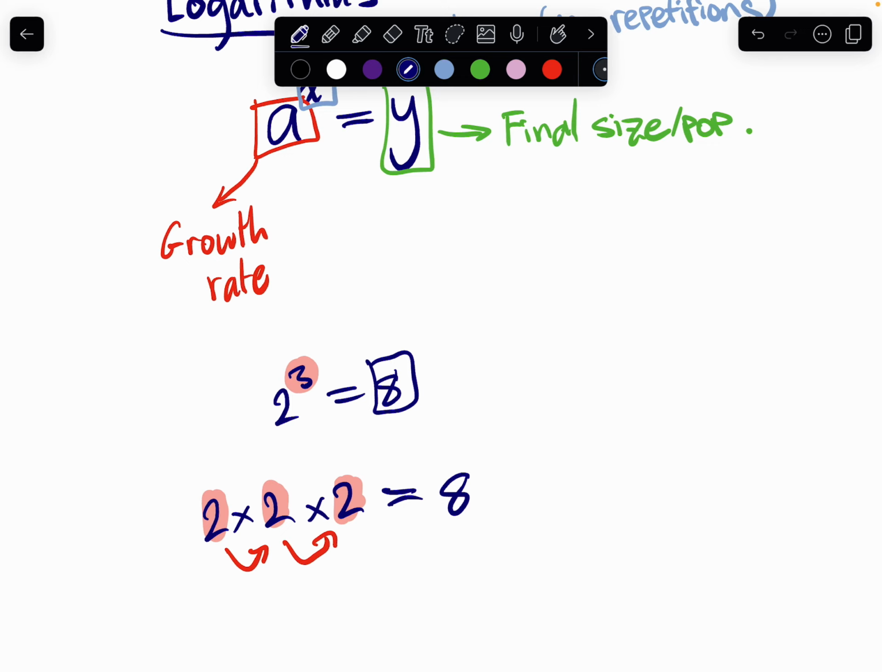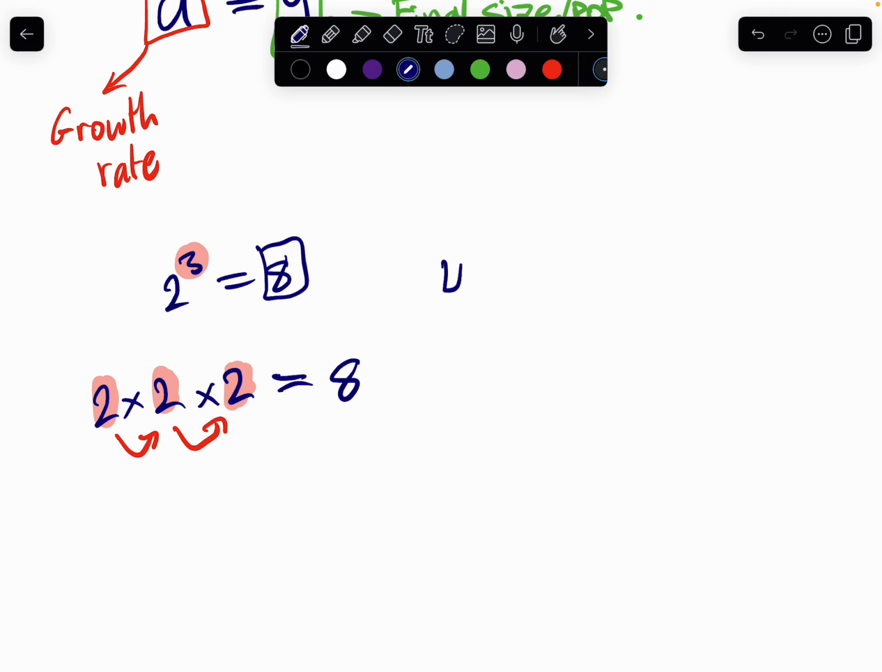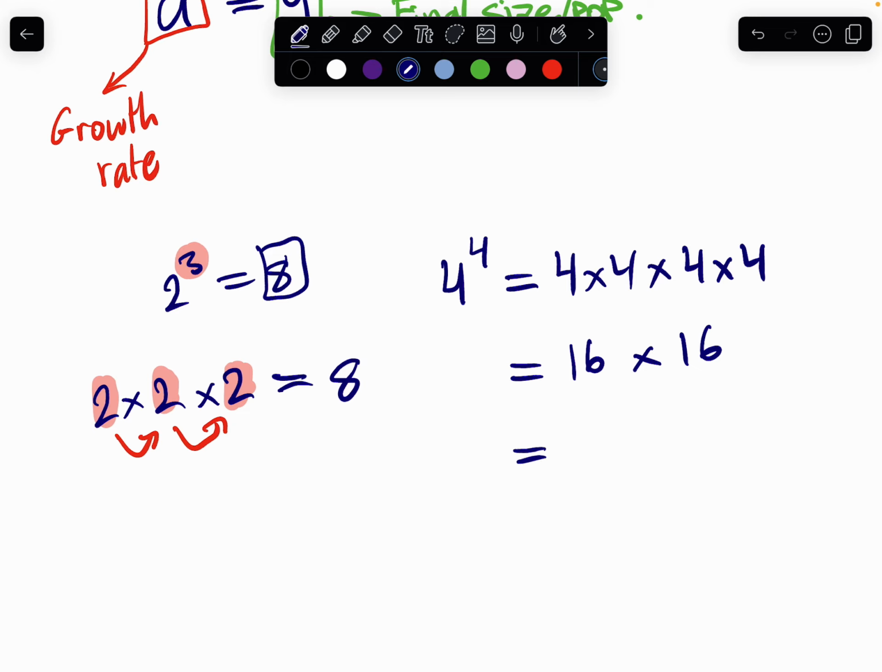Now you can look at any exponent like this. We can look at another one. Let's go 4 to the power of 4, right? So we have 4 times 4 times 4 times 4, which is 16 times 16, equals 256, right?